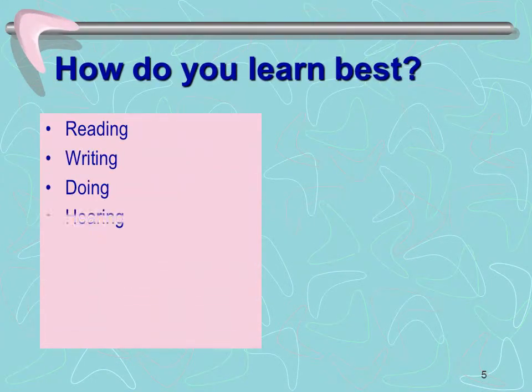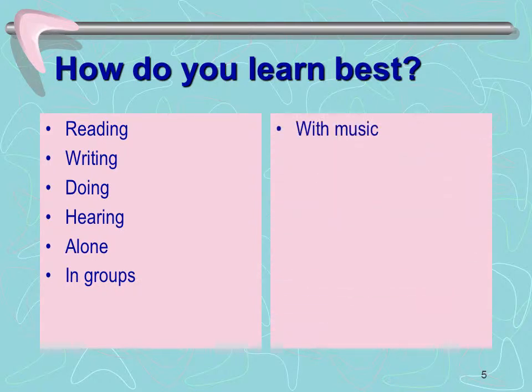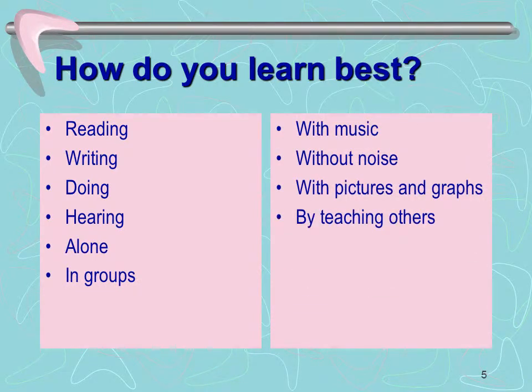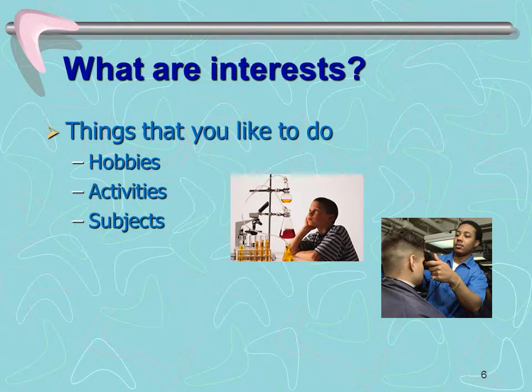How do you learn best? By reading, writing, by doing, hearing, working alone, in groups, listening to music, with a lot of noise, with pictures and graphs, or by teaching others. What are your interests? These are things that you like to do. They can be hobbies, activities, and your favorite subject, like math or English.